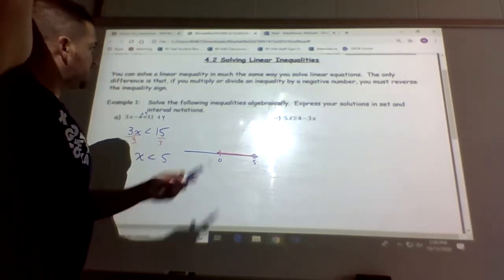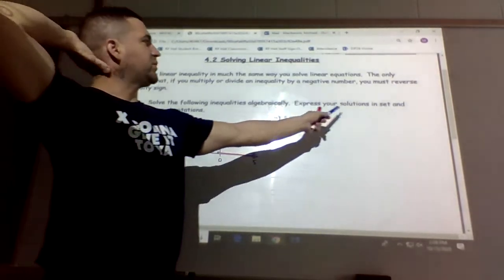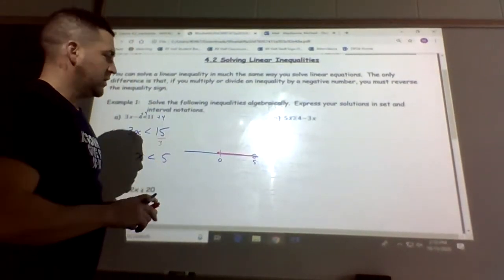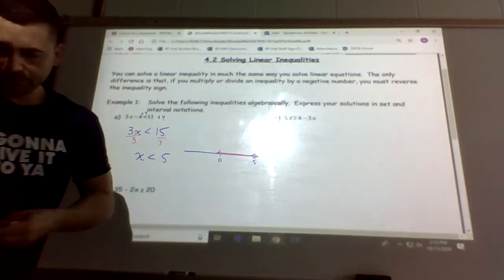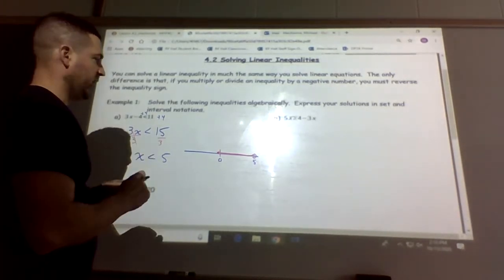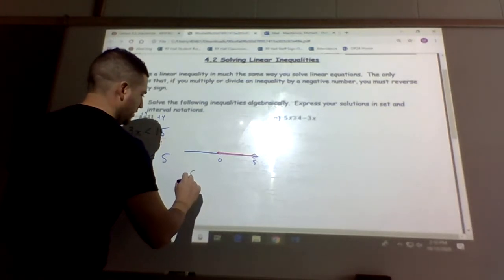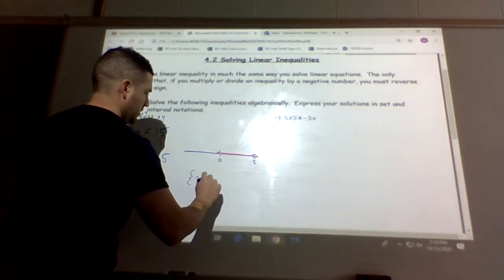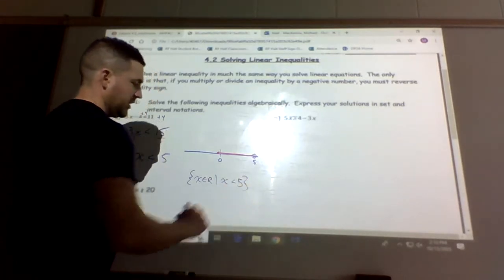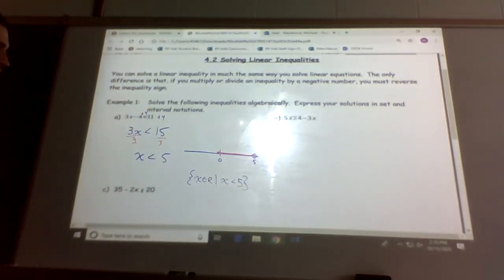Sorry, there was a couple things. Solve them and then express your solutions in set and interval notation. Okay, so set notation is just our regular like domain. So our x element of the reals such that x is less than 5. Okay, that would be our set notation.